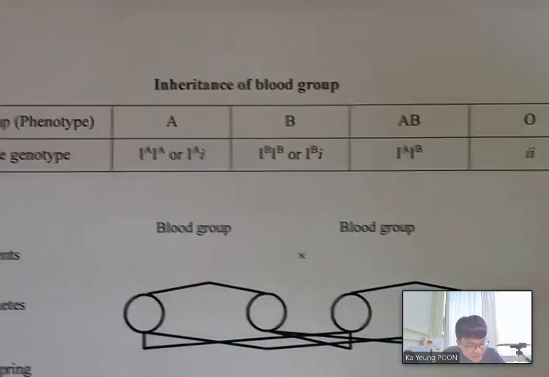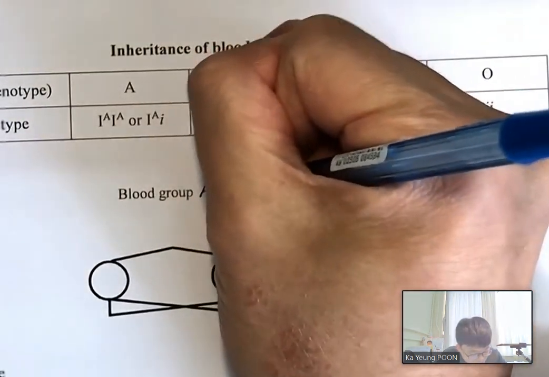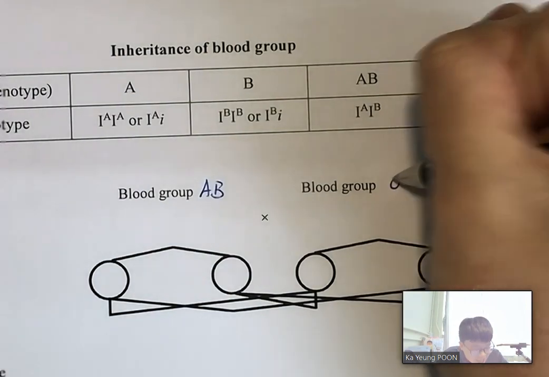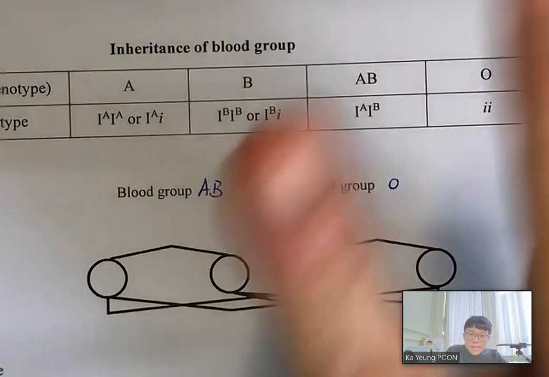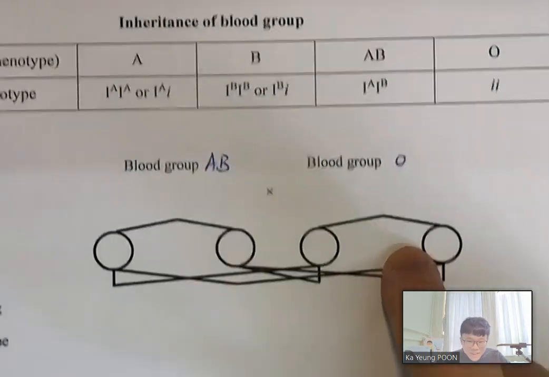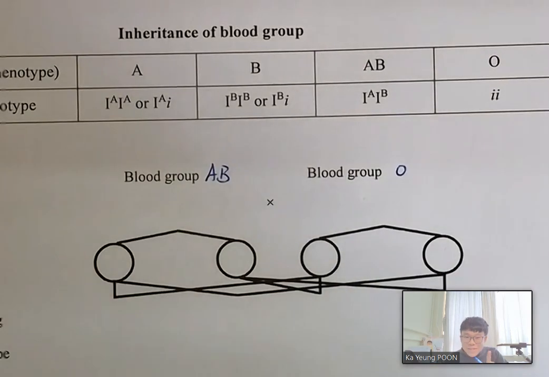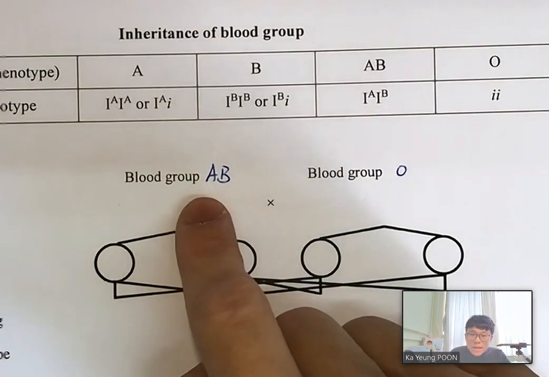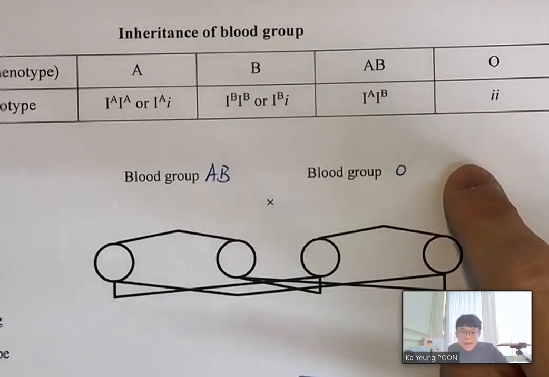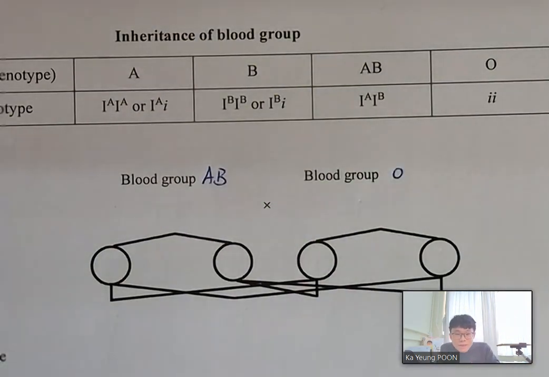Now, another interesting one will be crossing AB and O. Now, crossing AB and O, okay, let's do it. Let me think. Okay, two possibilities actually. Think about that. I have asked this question in class as well. If your father has blood group AB and your mother has blood group O, can you have a child of AB and can you have a child of O?